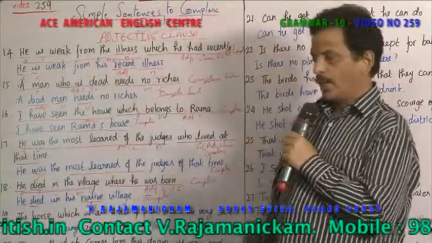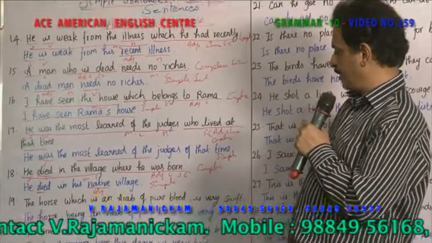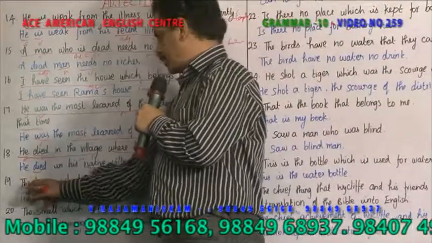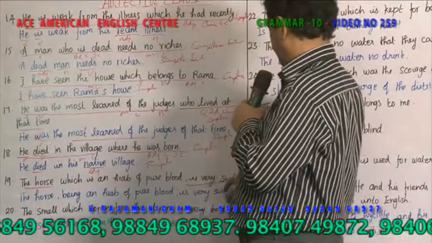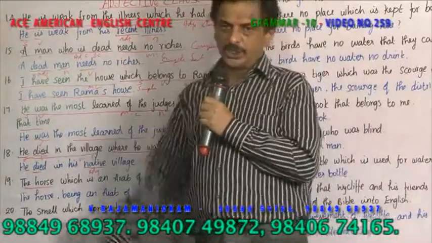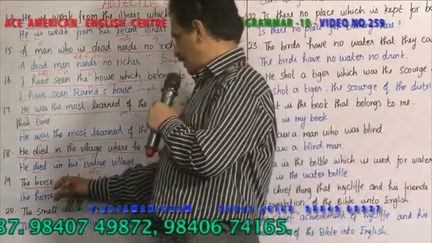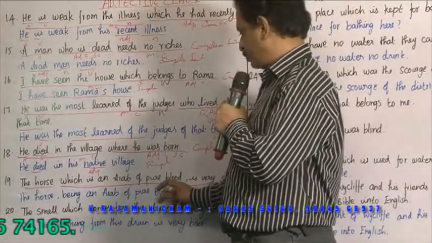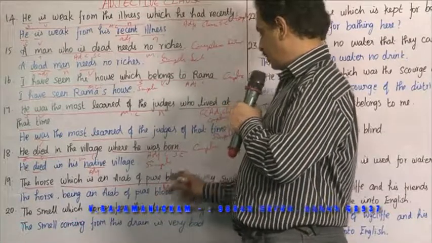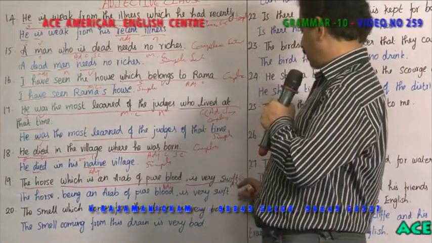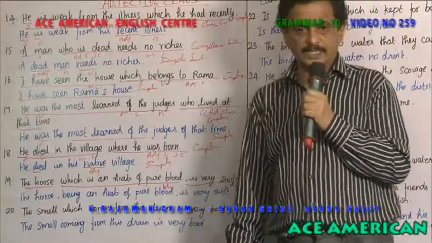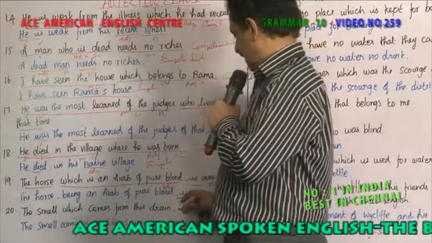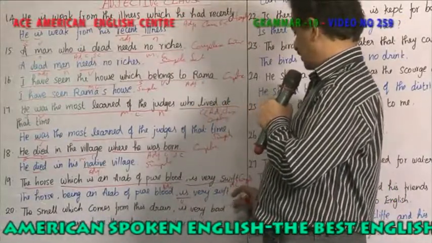The horse, which is an Arab of pure blood, is very swift. Swift means what? Very fast. So, the horse is very swift. It is the main clause. In between, the horse is described in a sentence, which is an Arab of pure blood. So, which is an Arab of pure blood becomes what? Adjective clause. Both sentences joined together give you a complex sentence. How do you change it into a simple sentence? The horse, being an Arab of pure blood, is very swift. So only one verb is there, is, the only verb. So, it is an ordinary sentence.